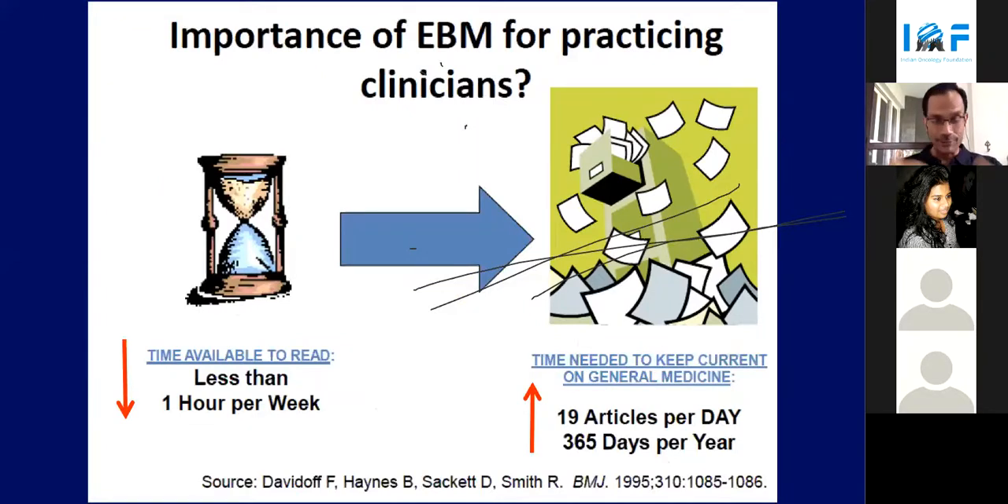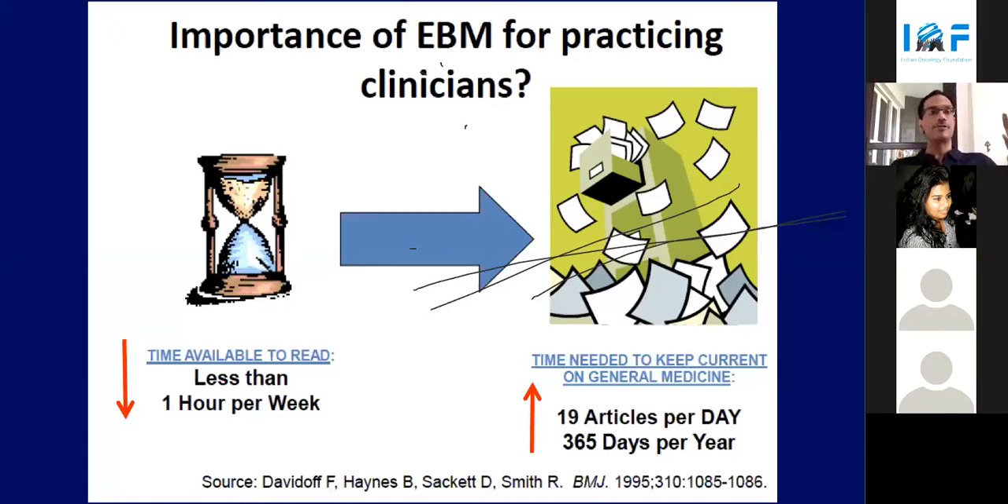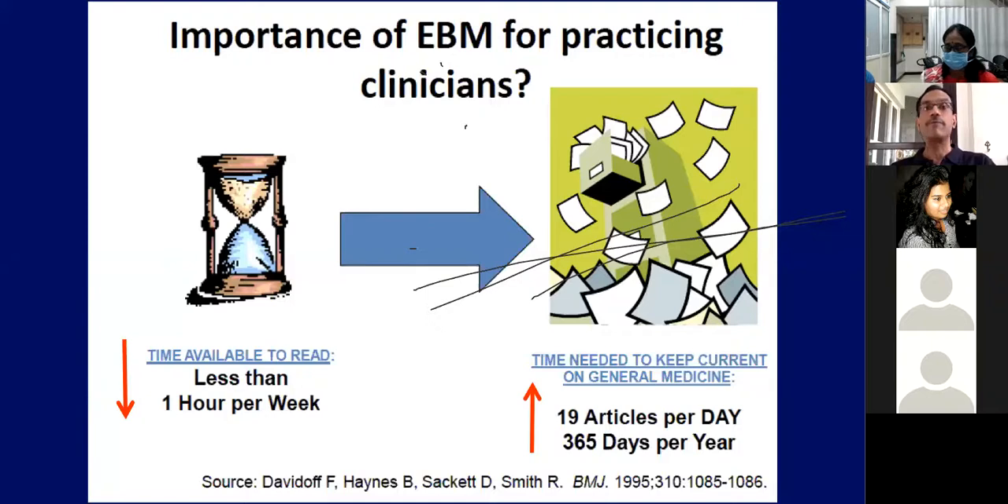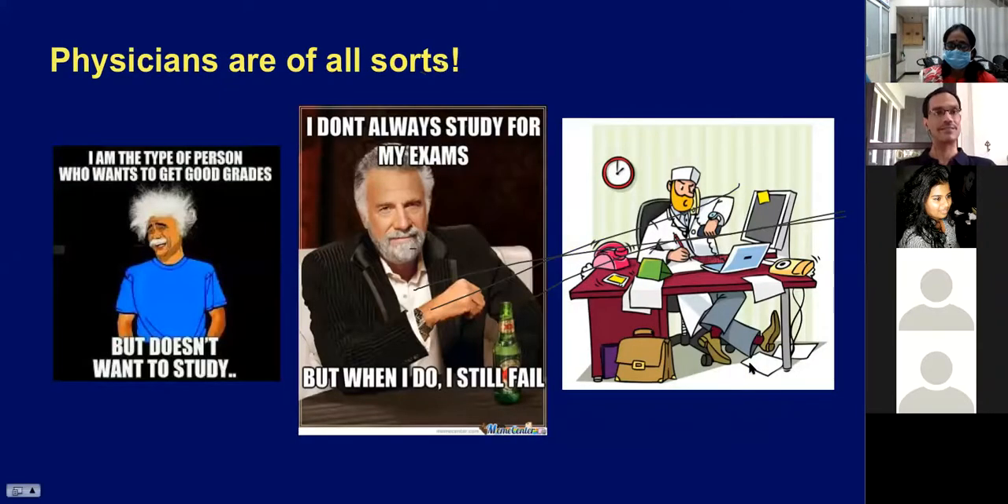But what is happening to all of us busy clinicians, we've got less than 1 hour per week to look at this evidence, while what's happening is 19 articles per day, 365 days a year. That's the rate at which evidence is accumulating. And I want you to go down and look at the BMJ date. It's 1995. I specifically didn't want to look at what's happening now because I would get depressed looking at that. So you get less than 1 hour a week. You're getting 365 into 19 articles per day, which you should be reading. And we are going in the wrong direction as far as time available and production of this evidence is concerned.